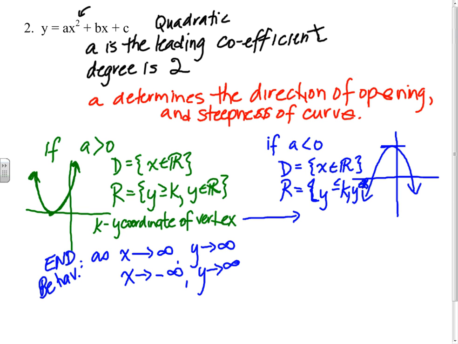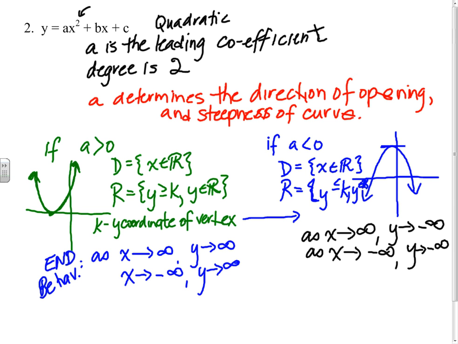For the end behavior, as we look further and further to the right, my function is going downwards. So I would say the function approaches negative infinity. As we look further and further to the left, our function again approaches downwards. And so we would write our end behavior like that.